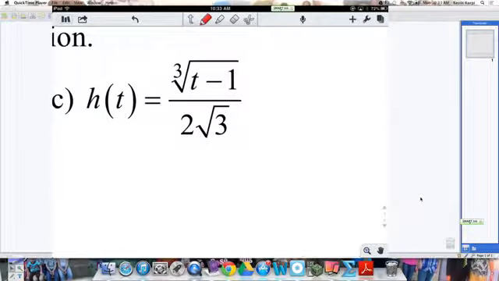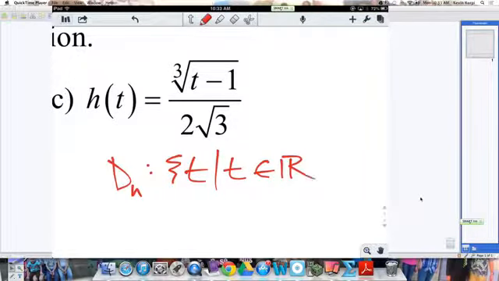All right? Looking at this one here, 2 square root of 3 in the bottom. Good, right? Nothing to it? Nothing to it. Cube root of variable. Do we need to worry about negatives under a cube root? No. Guess what the domain is? All real numbers. So d sub h is the set of all x or t? In this case, it's t, such that t is an element of the real numbers. Do we have to do that? Nah. If it's all real numbers, you can use the symbol.